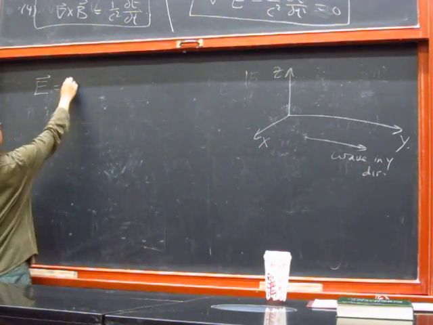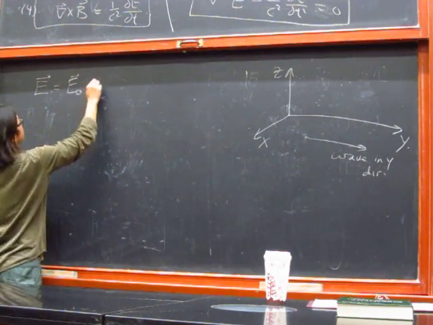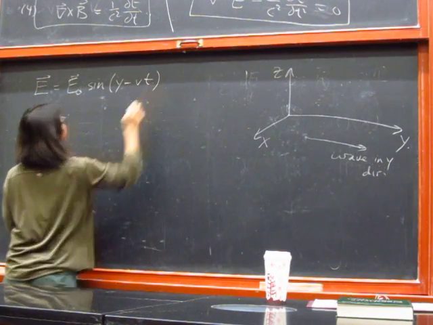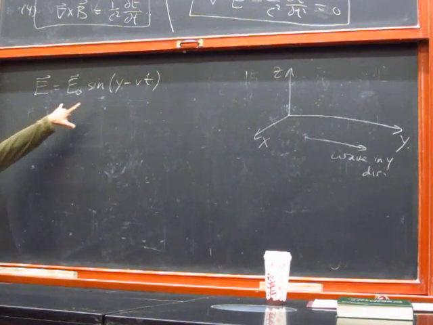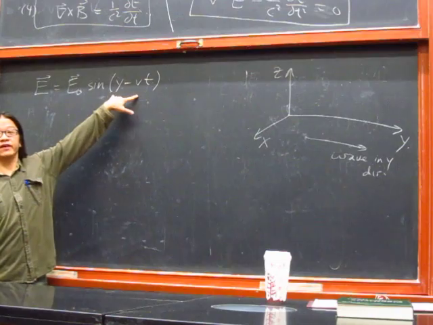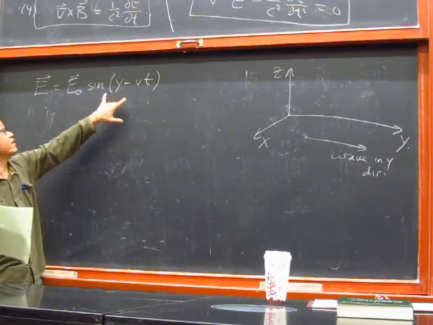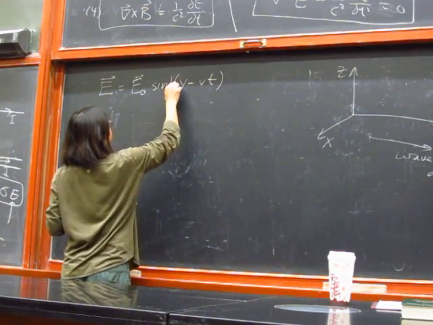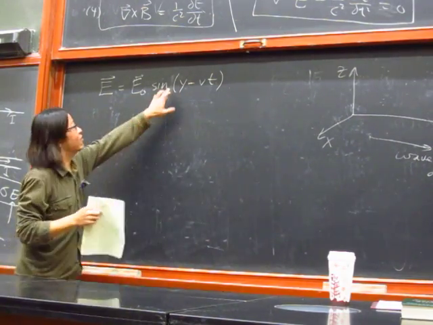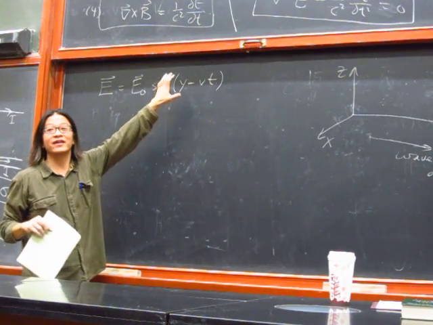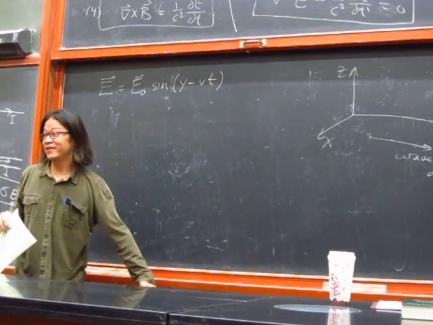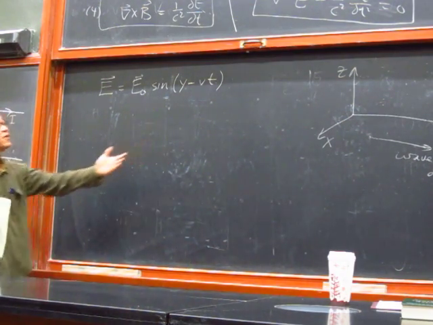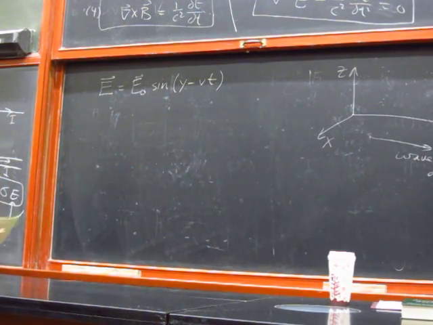So let's consider E to be equal to E naught sine (y minus vt). This part is the part that's traveling, this sine wave here. In reality, I have to have a constant in front of it, but I want to kill the constant for now because I don't want to carry it in all my differentiation. I'll introduce the constant back afterwards. Purcell did it that way too, so if Purcell does it that way, I'll do it that way also.